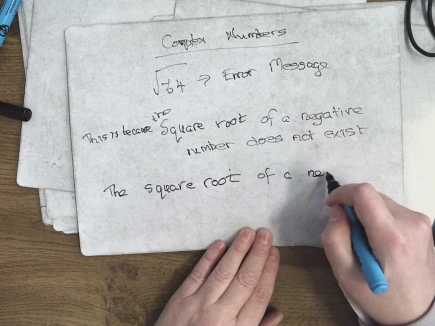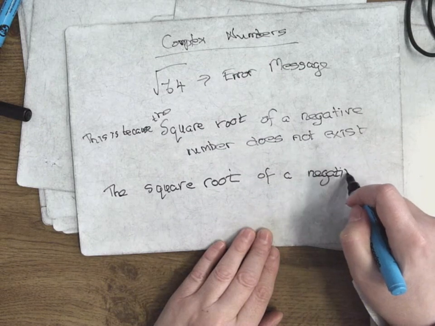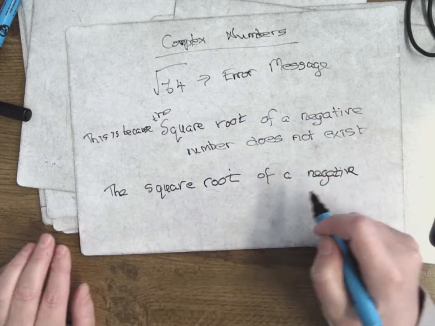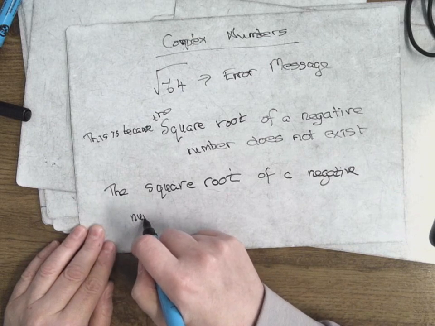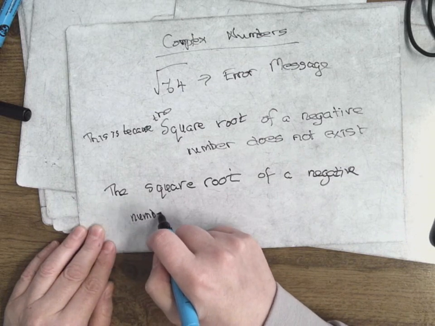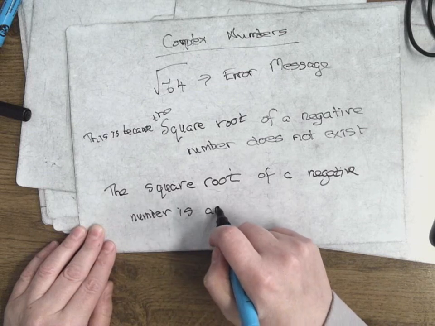Have red lights started flashing in your heads now? She's talking about imaginary numbers. I can't get my head around real numbers. Square root of a negative number is an imaginary number.